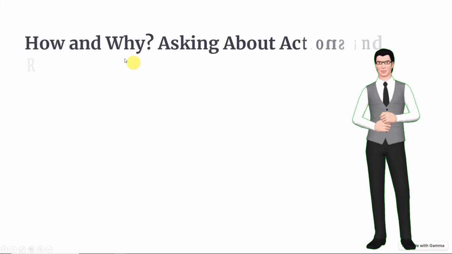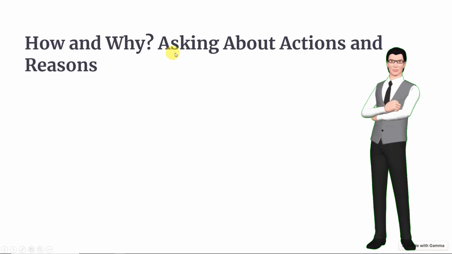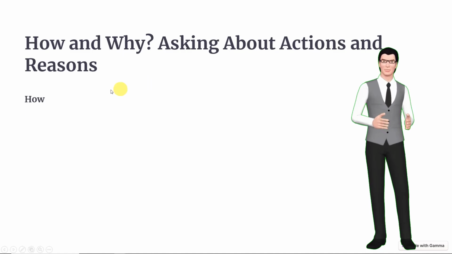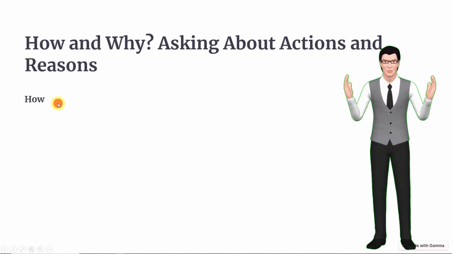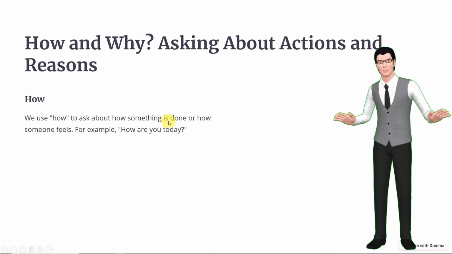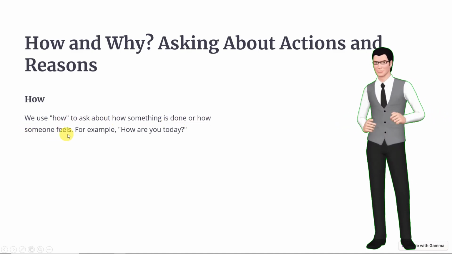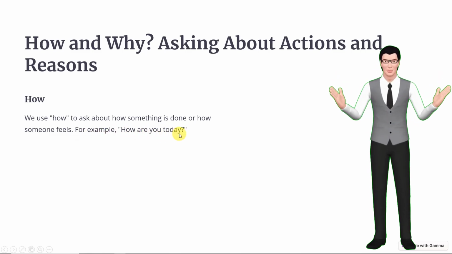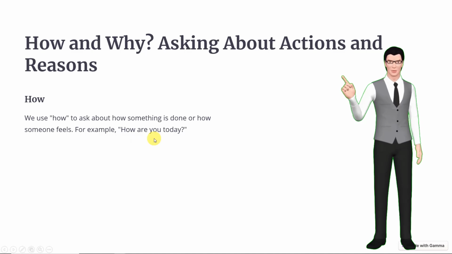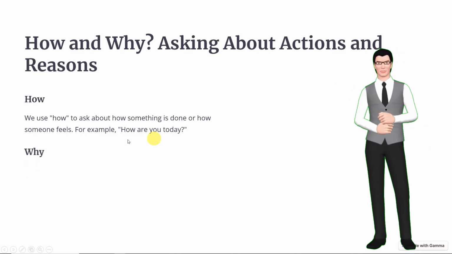Great. How and why? Asking about actions and reasons. Let's first look at how. We use how to ask about how something is done or how someone feels. For example, how are you today? Or how do I bake a chocolate cake? Something like that maybe. Or why?